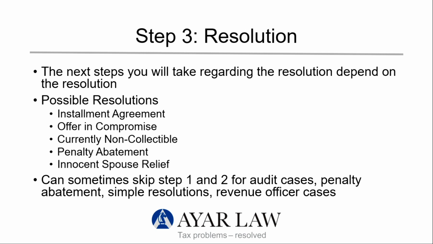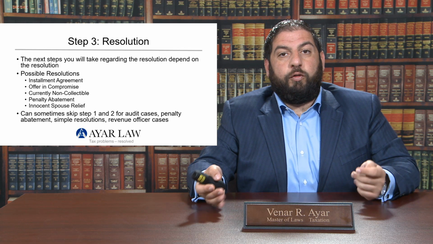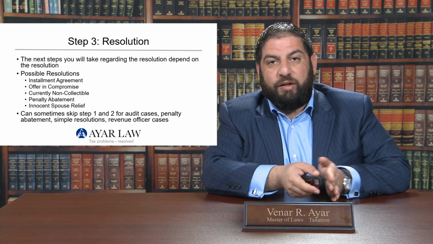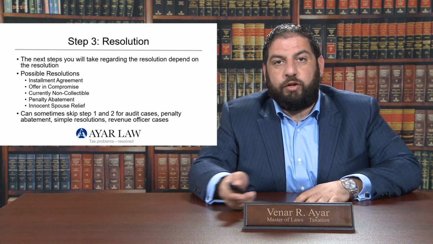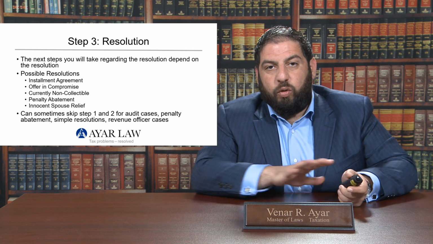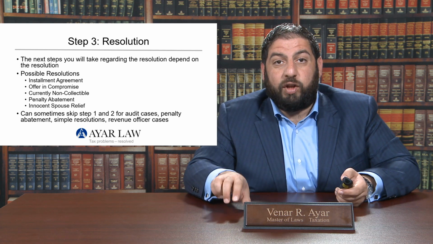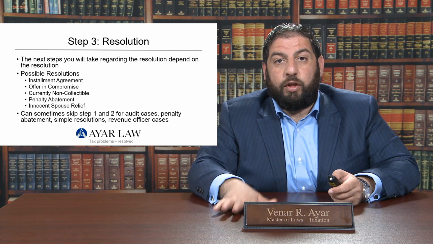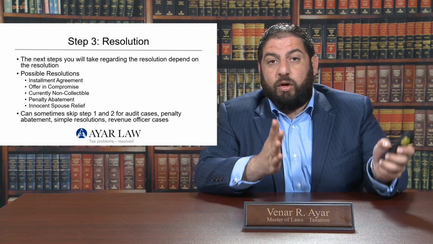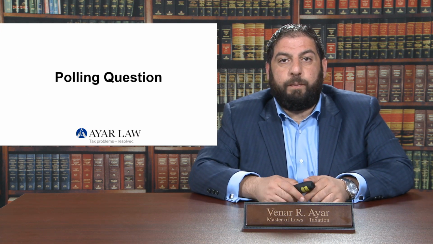Again, sometimes you can skip step 1 and 2. You can just go right into a resolution. For audit cases, penalty abatement, simple cases, revenue officers, I like to just go right into an hourly fee or into a contingent fee. Sometimes for really big cases, or for really small cases, I'll go right into a flat fee and quote them a start to finish cost on the case. You don't always have to break it up into the 3 steps. You can start, but most of the times, probably 80% of our cases, we sell them in phases this way.